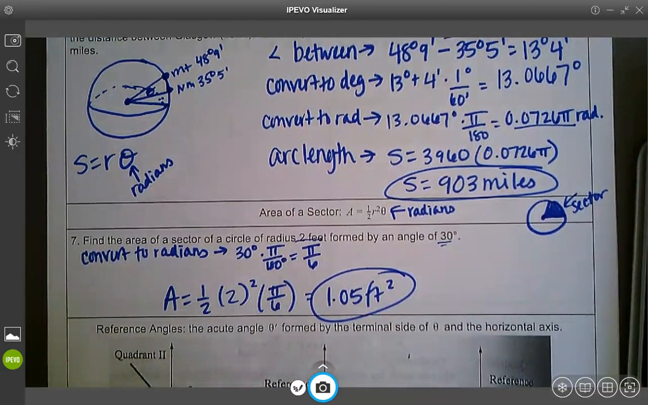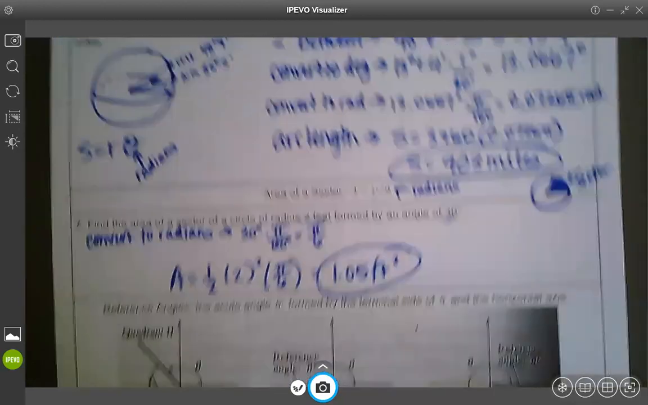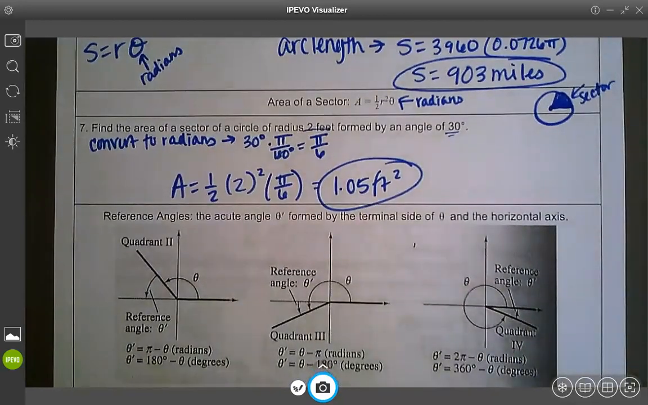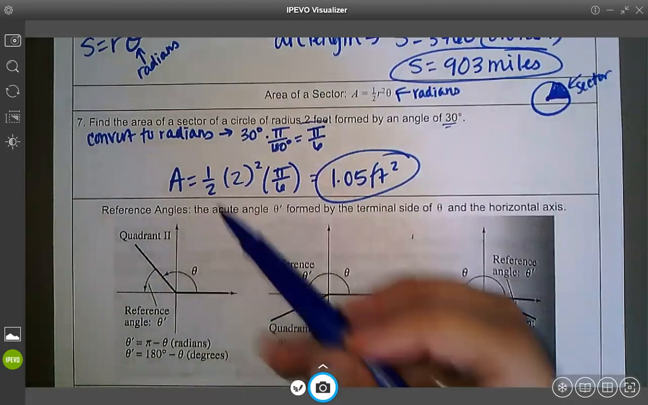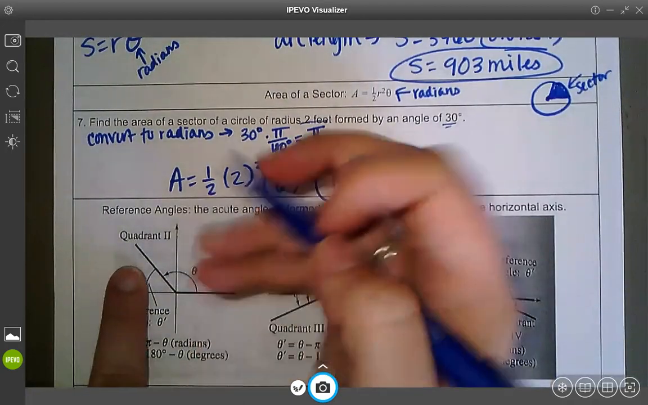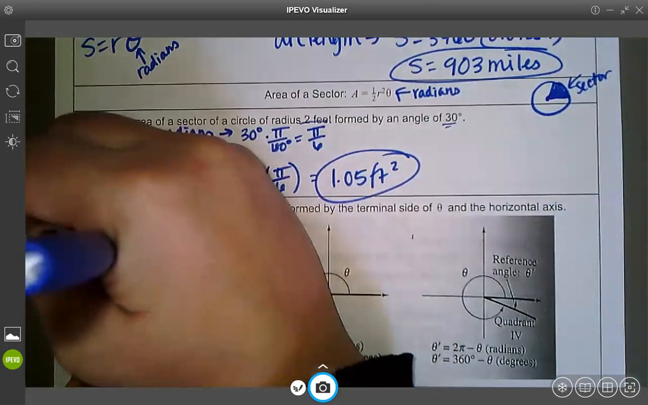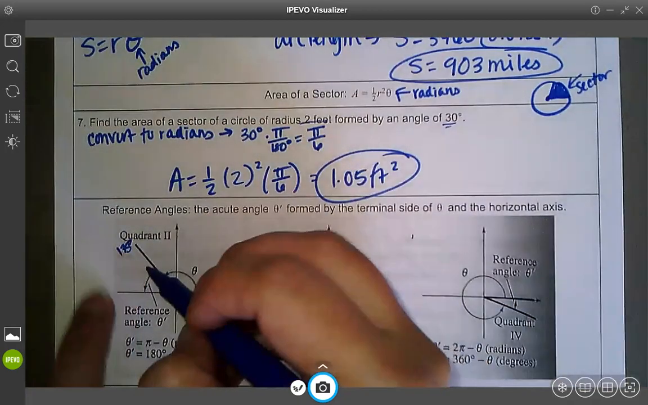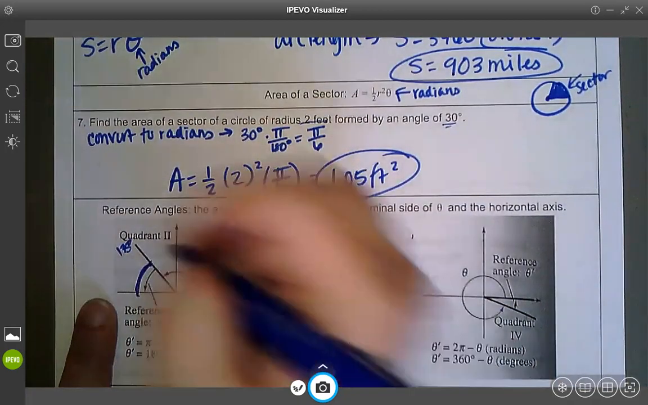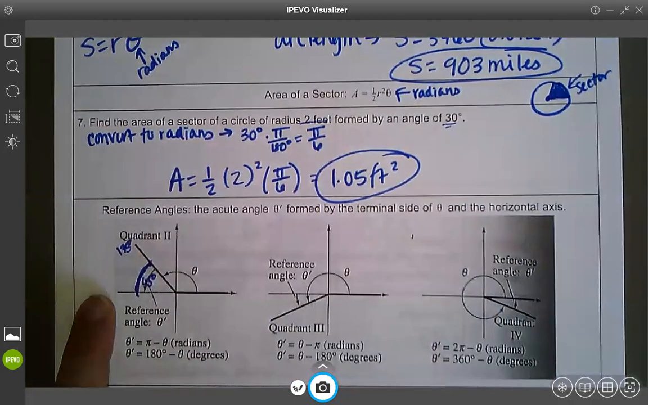The last thing we're going to talk about in this chapter 5.1 is reference angles. Reference angles are the acute angle theta prime formed by the terminal side of theta and the horizontal axis. So it's the closest distance of that terminal side and the x-axis. In this example, this would be like 135 degrees if it's about 45 in there. My reference angle would be this distance here, which would be 45 degrees.